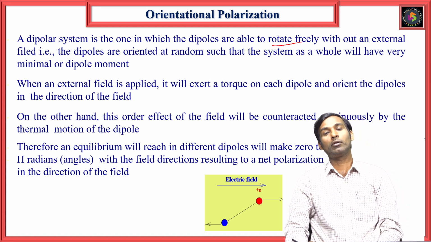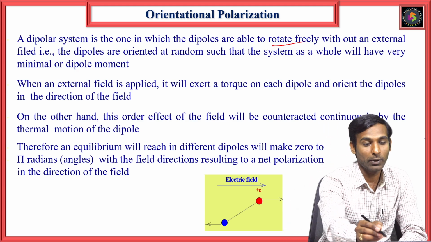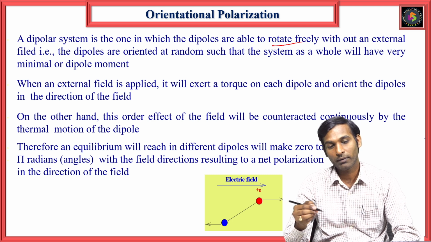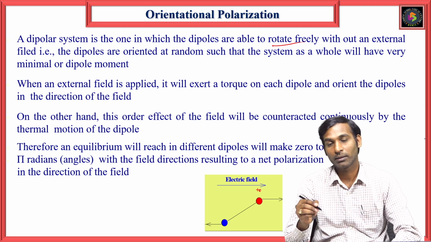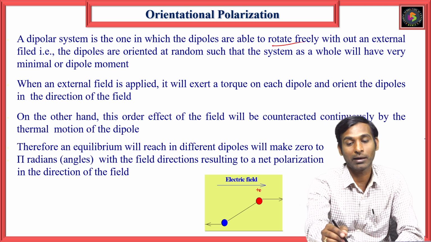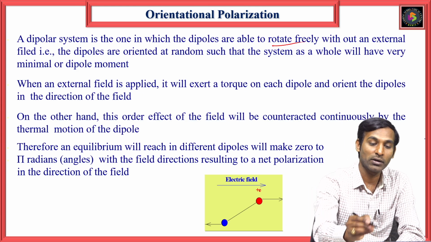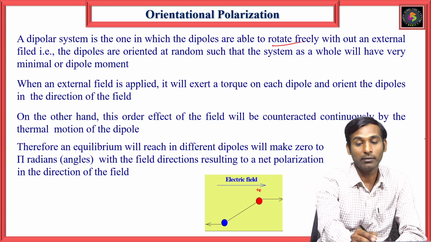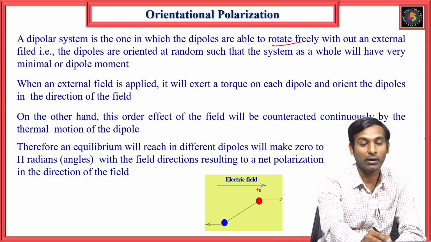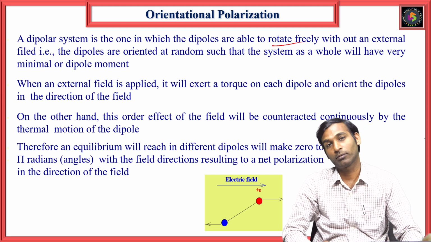Polarization is equal to dipole moment divided by volume. It mainly depends upon the material content. When an external field is applied, it will exert a torque on each dipole and orient the dipole in the direction of the field. On the other hand, this ordering effect of the field will be countered continuously by the thermal motion of the dipole. It mainly depends upon the temperature also.